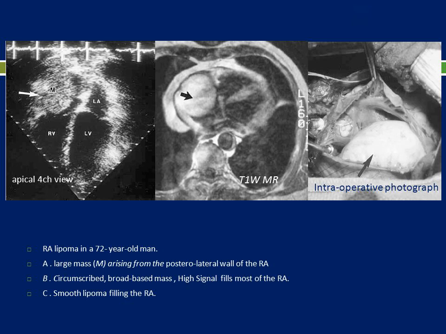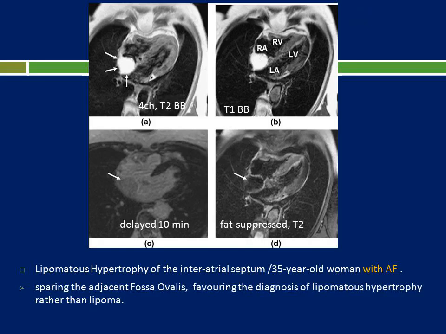T1W MR. Intraoperative photograph. Lipoma in a 72-year-old man. A. Large mass, M, arising from the posterolateral wall of the RA. B. Circumscribed, broad-based mass, high signal, fills most of the RA. C. Smooth lipoma filling the RA. 4CH, T2BP.